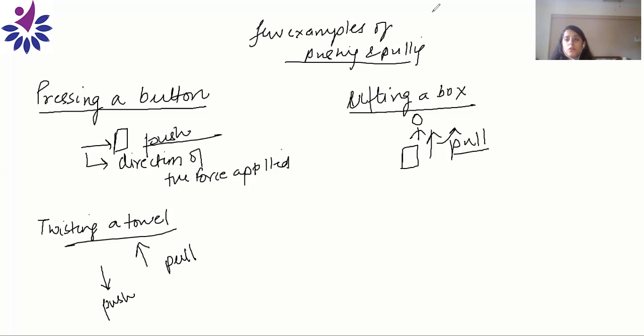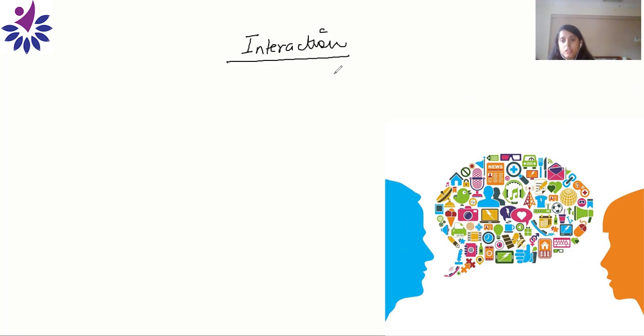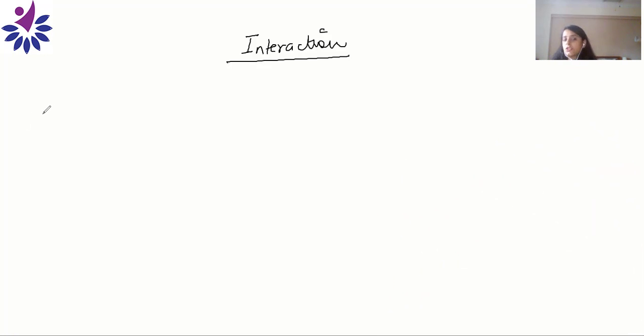So next, we are going to discuss the second part, and that is interaction. When we say that we are interacting, what is happening? You and I are either talking, or I am just saying and you're listening. So there is some interaction happening between the two of us. Similarly, the interaction can be between two living things, two non-living things, and a living thing and a non-living thing.